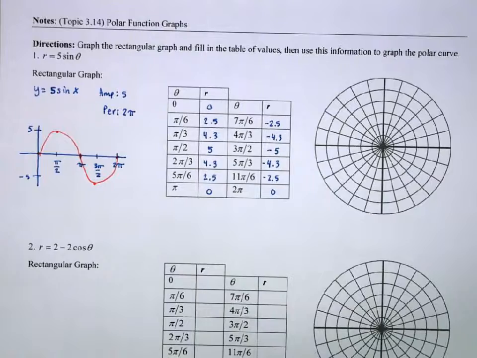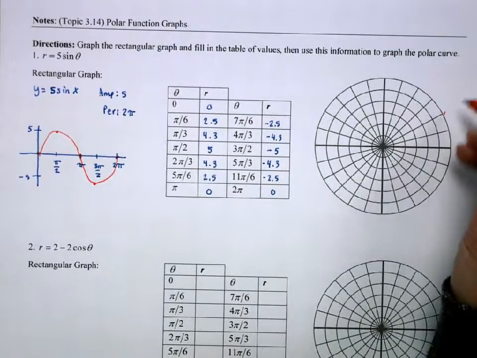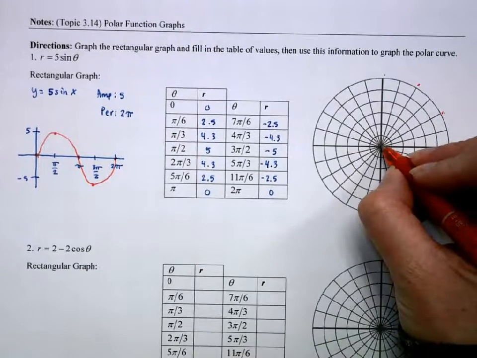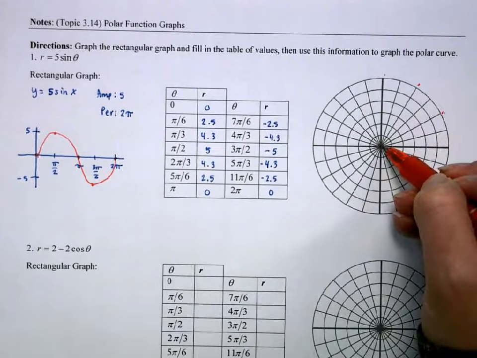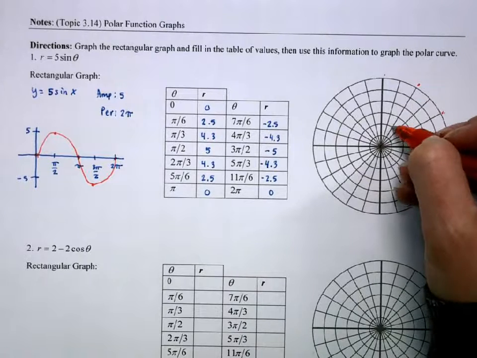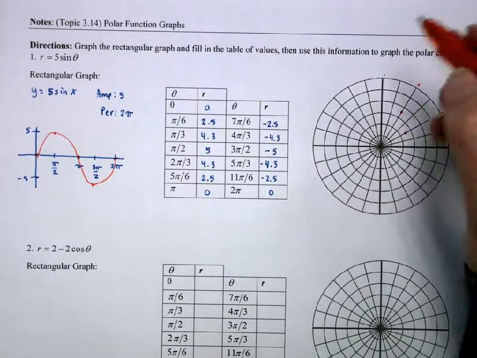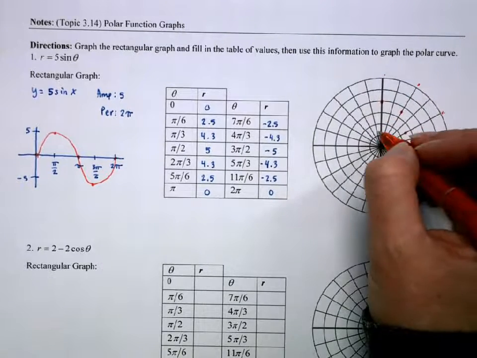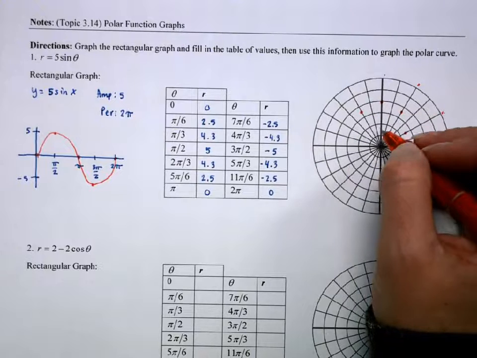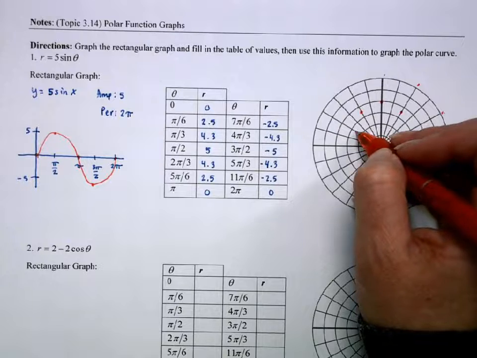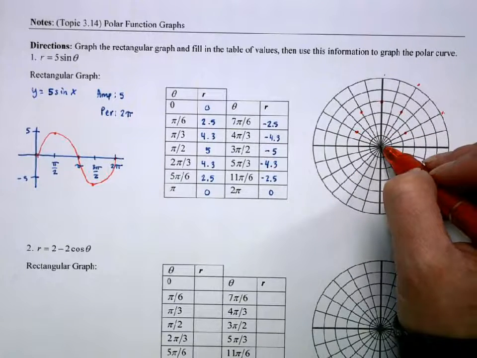Now we're going to graph. On this, every pi over 6 is going to be every other one. So that's pi over 6, pi over 3, pi over 2, and so on. 0 is at 0, so that's going to be right at the pole. On my first theta, pi over 6, I'm going out 1, 2, 2.5. Pi over 3, we're going 1, 2, 3, 4.3, and then 5. 2 pi over 3 is at 4.3. 5 pi over 6, we're at 1, 2.5, and then we're back to 0.